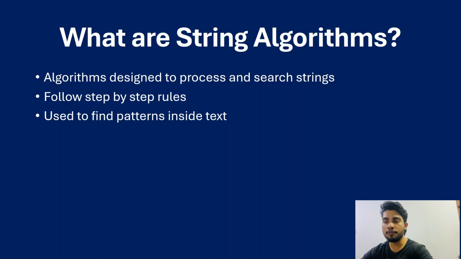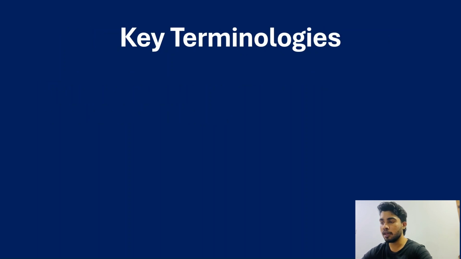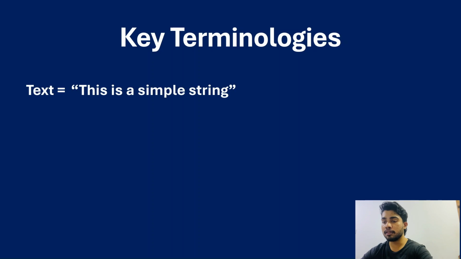Before going deeper, we must understand three important terms that are used in almost all string algorithms. We can call them key terminologies. So there is a text. The text is the main string where the searching happens. It is usually longer. As you can see, there is a string referred to as "this is a simple string". This entire sequence of characters is our text.